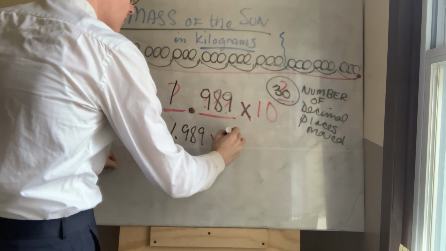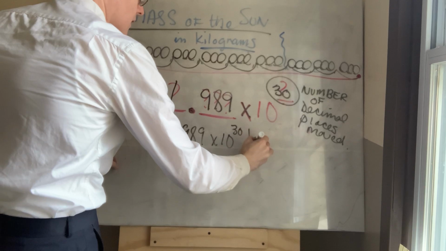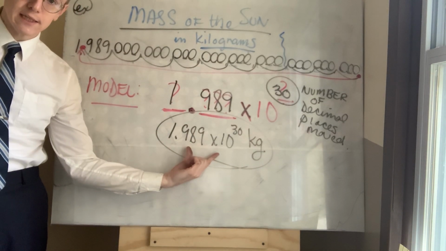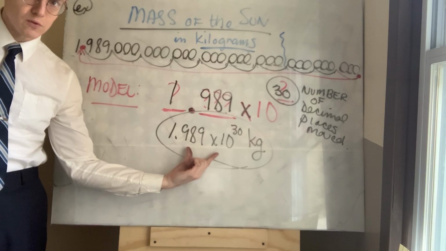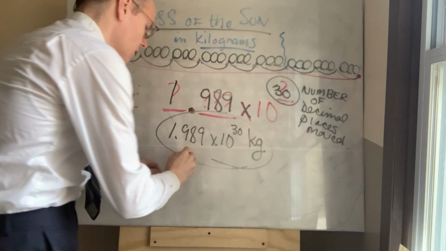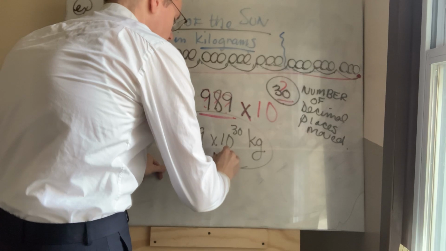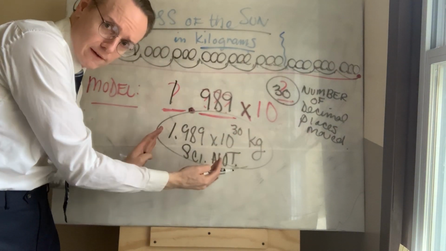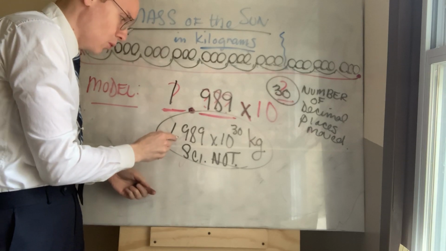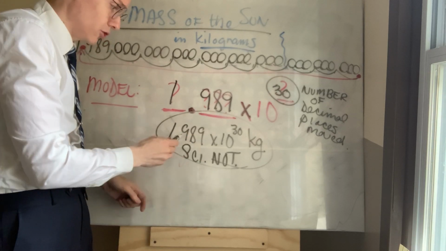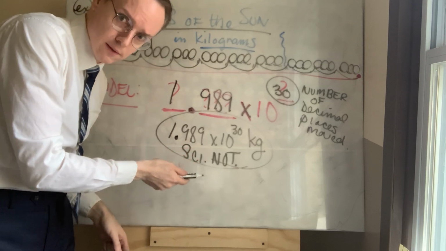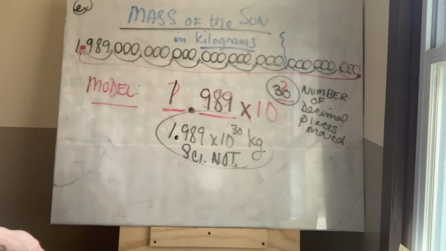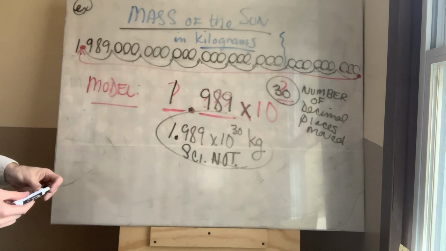1.989 times 10 to the 30th kilograms. Even though that might be a little alien if you've never seen scientific notation before, and this is officially scientific notation, it is arguably more concise and more practical, because I'm even just saying it as 1.989 rather than 1 and 989 thousandths, the English grammatical equivalent. So you see that is practical.